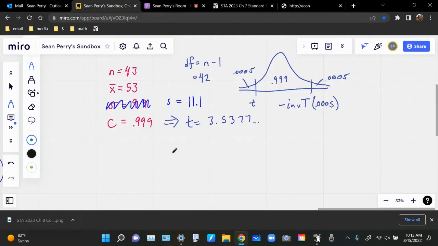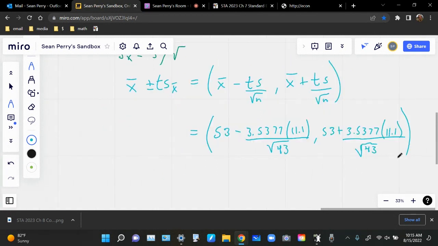But after that, everything goes about the same. We're really looking to use S of x bar, which is going to be S divided by the square root of n. Our confidence interval is going to be given by x bar plus and minus S of x bar times t. Well, we now have t and S of x bar, so this is going to be x bar minus t times S divided by the square root of n, and this is going to be x bar plus that. So now it's just substitution.